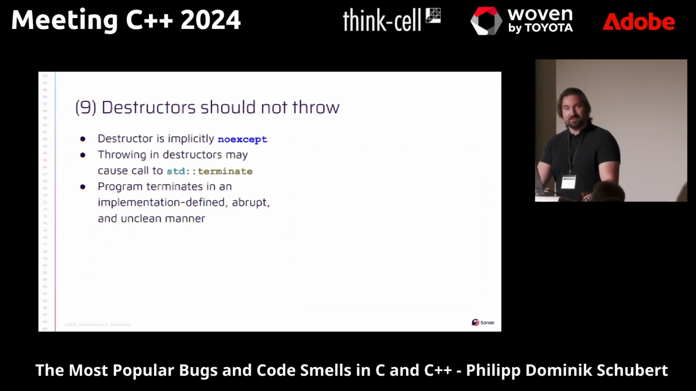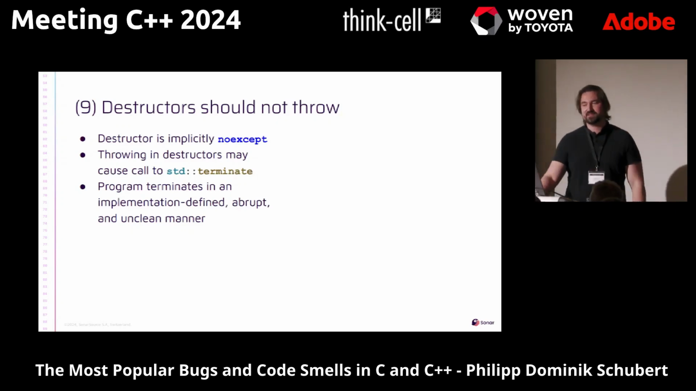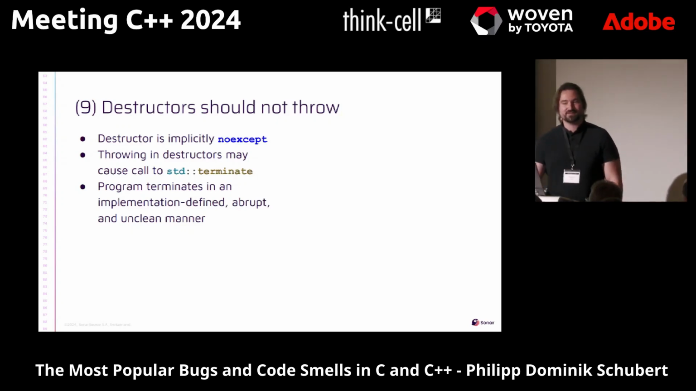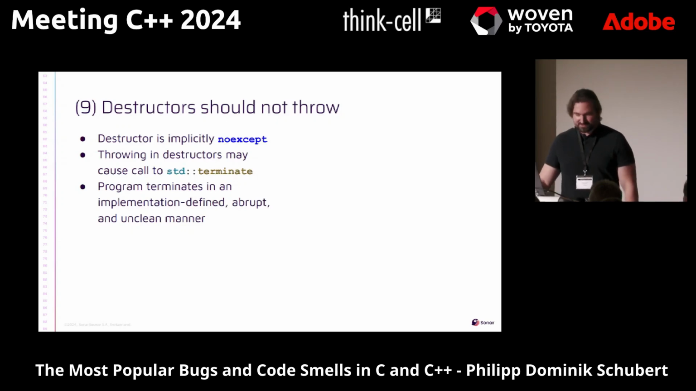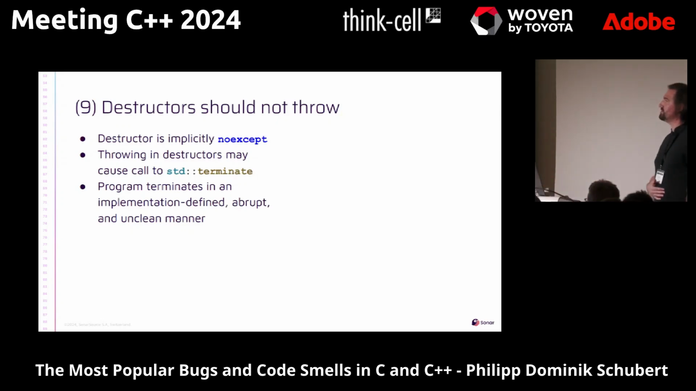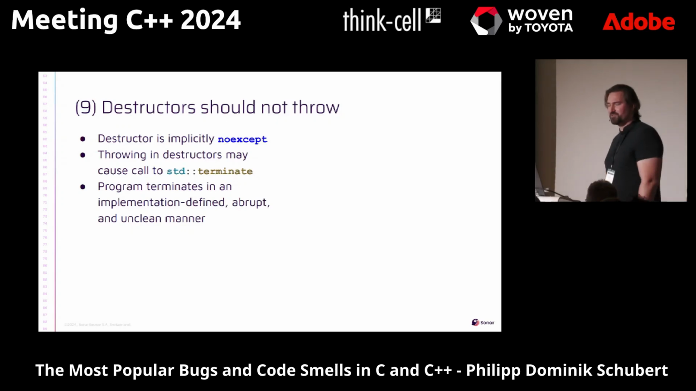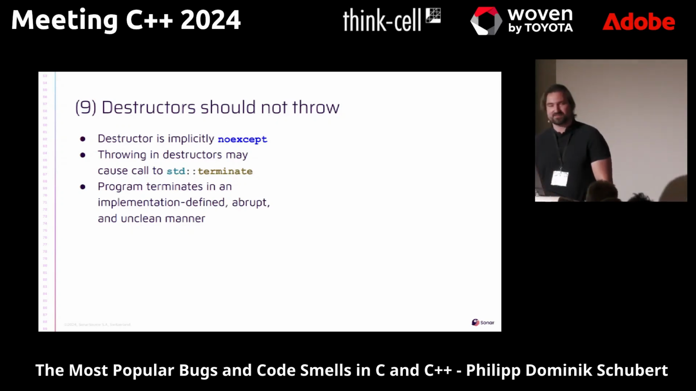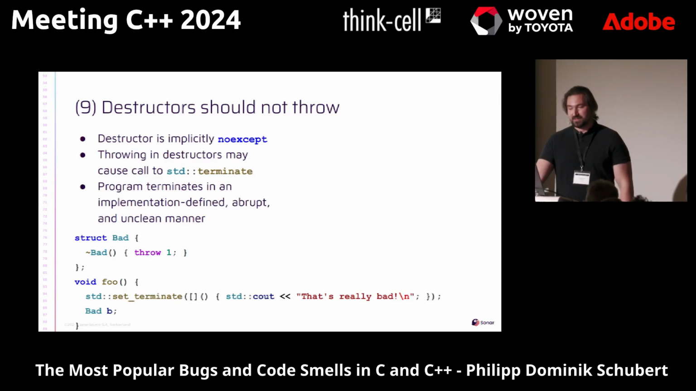Destructors should not throw. Well, since C++11, destructors are implicitly noexcept, and if you still throw an exception in a destructor and it escapes the destructor's body, then std::terminate will be called for you, and yeah, what happens then? Your program terminates in an implementation-defined, abrupt, and most of the time unclean manner, so you don't want to do that. Here's an example.